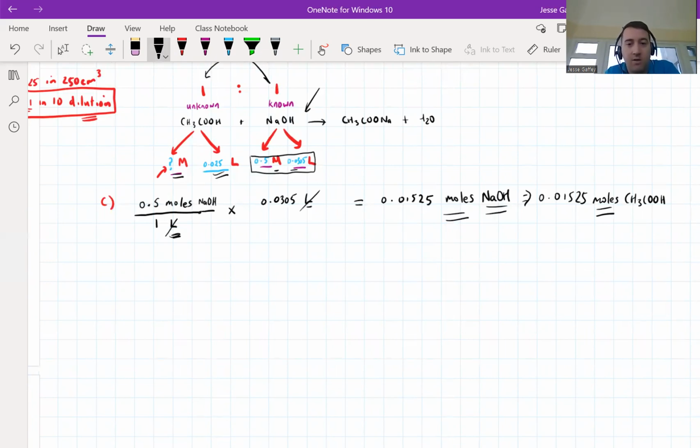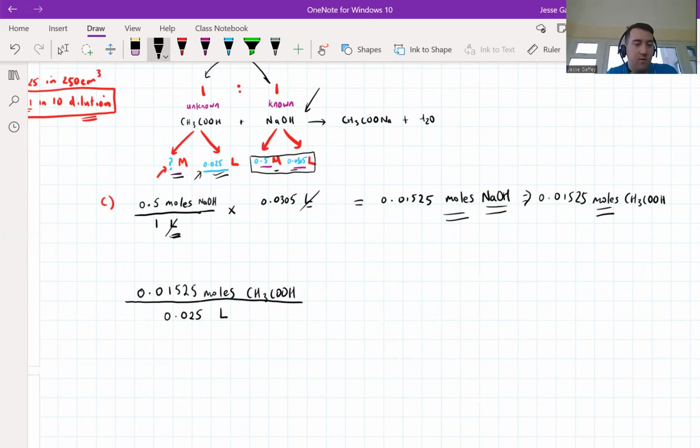So what we're simply going to do is we're going to say we had 0.01525, sorry, there's a 0 there, don't miss that, 0.01525 moles of CH3COOH, and I want to know molar, which is moles per liter. So if I've got moles here, to make it moles per liter, I need to put liters on the bottom. Okay, so moles per liter. Now, how many liters did I use? I've worked that out up here. It's 0.025 liters.